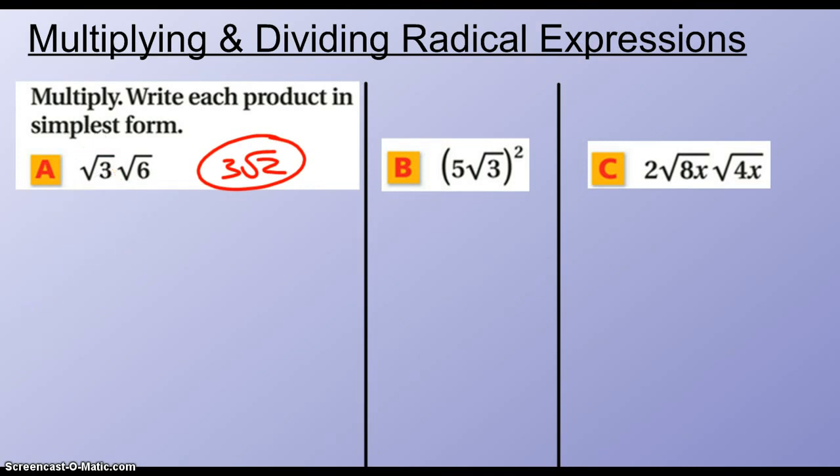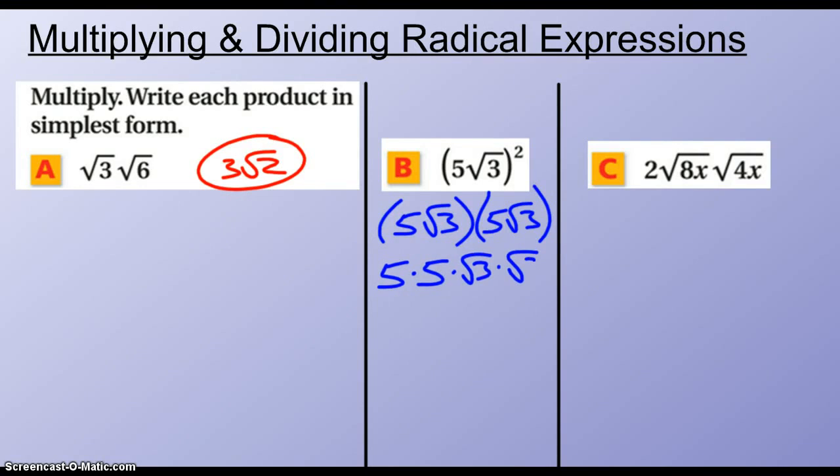Okay. Looking at B, we use our knowledge of what it means to square something. So remember, this means 5 square root of 3 times 5 square root of 3. And if I reorder everything, since everything's being multiplied, the commutative property says I can reorder my multiplication. And really I have 25, and then square root of 3 times square root of 3 is like square root of 9, or we have a pair, so we come out with 3. So 25 times 3, I get 75.